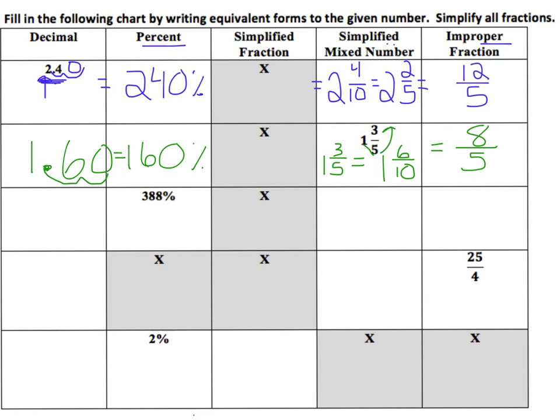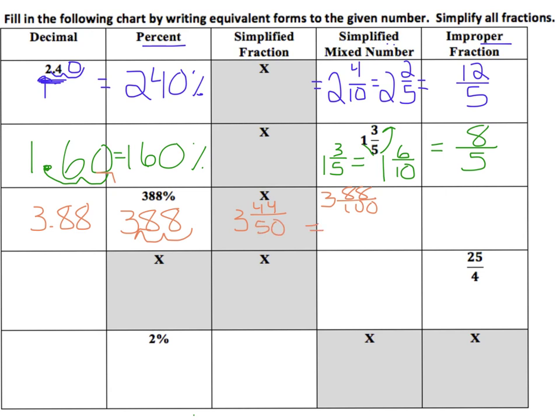All right, third one down. Starting with a percentage. This time, 388%. Notice how before we were moving the decimal to the right. This time we're going to move the decimal to the left. So its equivalent decimal is 3.88. Mixed number is 3 88/100. But we have to simplify that. I'm just going to write over here 3 44/50.